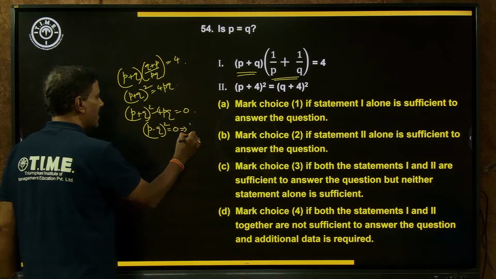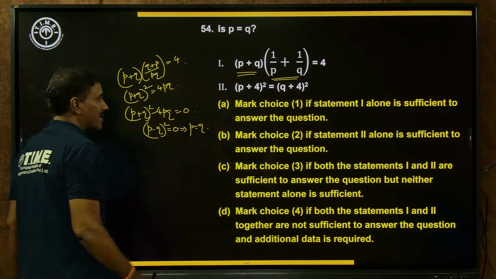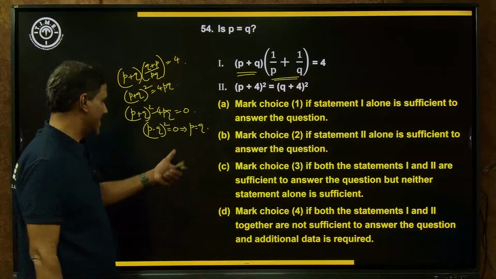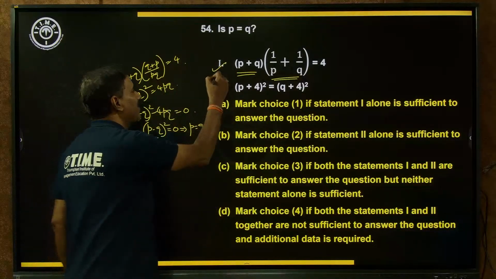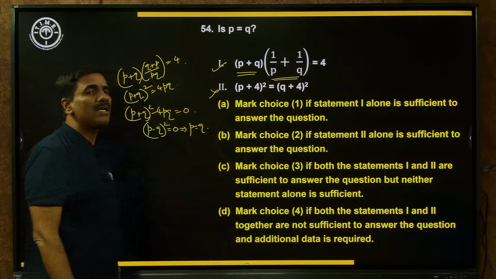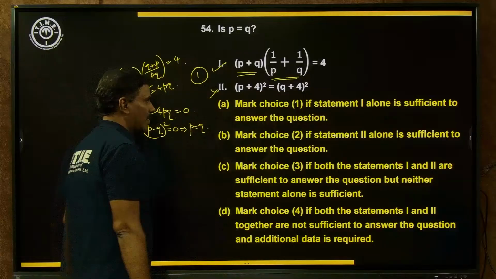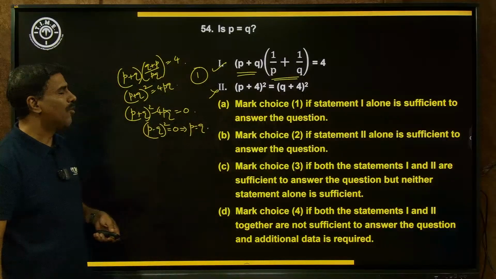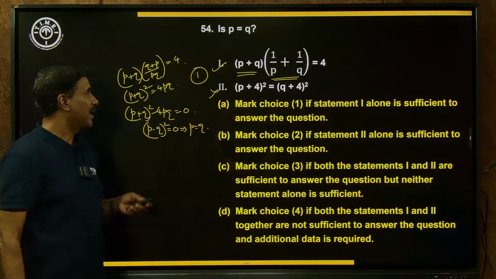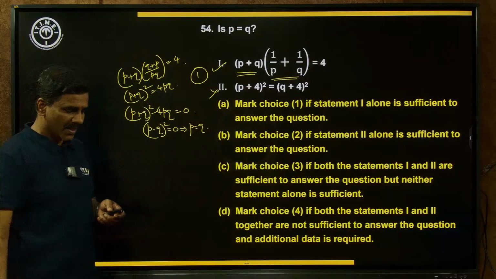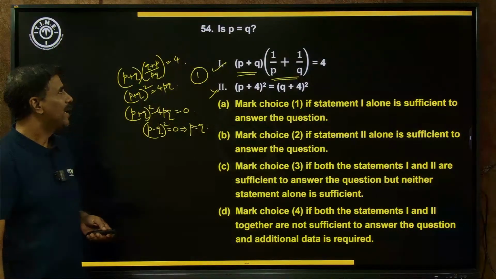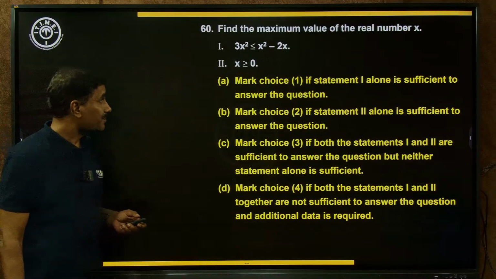So in other words, we can say P is equal to Q. That is what the question is, right? Is P equal to Q? Yes, we can definitely say it from the first statement. So we don't have to spend time on the second statement. Answer should be choice 1, right? So only thing, if you go one step ahead to understand that this can be written that way, the question can be answered easily. Let's move on to the next one.